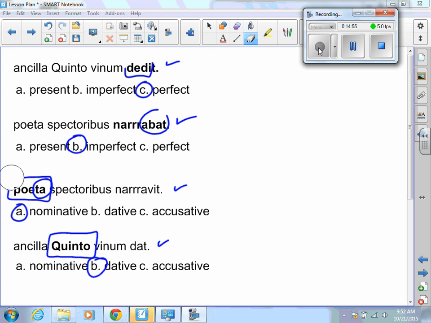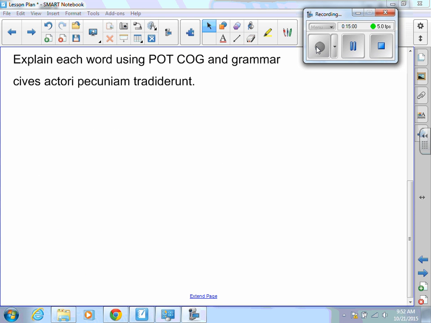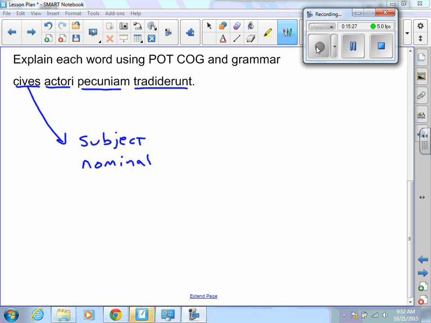Throughout this test, there are many questions that are going to ask you to determine the person, number, and tense of a verb, and the case, number, and gender of a noun. So you need to be able to take a sentence like this, Qui actori pecuniam tradiderant, and you're going to have to say, okay, Qui is the subject, and the case of it is nominative. It is plural, and it is masculine or feminine, either one. I'm going to choose masculine because I'm a guy.